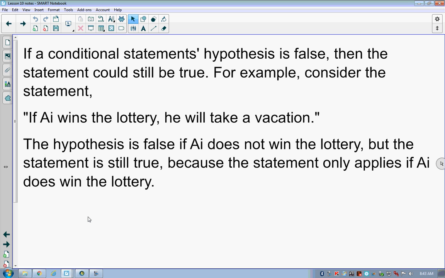If a conditional statement's hypothesis is false, the statement could still be true. For example, consider this statement. They give you weird names in the book. If Al wins the lottery, he will take a vacation. The hypothesis is false if Al doesn't win the lottery. But the statement is still true because the statement only applies if he does win the lottery. So it's still true, but has a possibility for being false. It's more than likely that he won't win the lottery, but what's guaranteed? If he does win the lottery, he will take a vacation. So that word if is important.